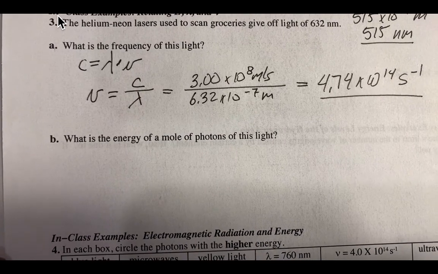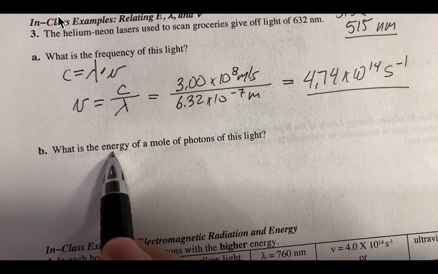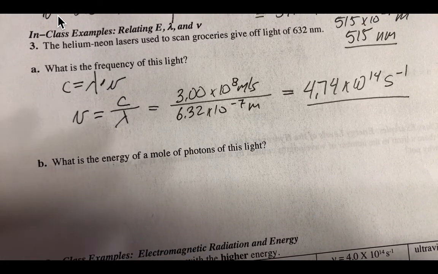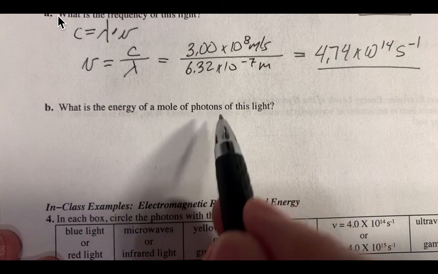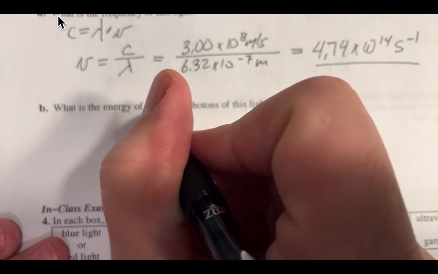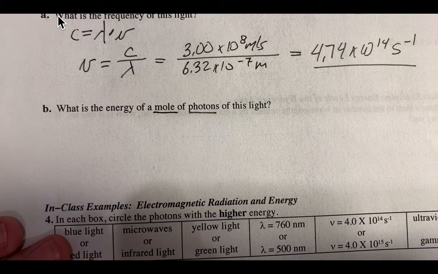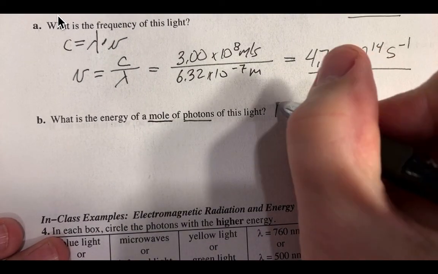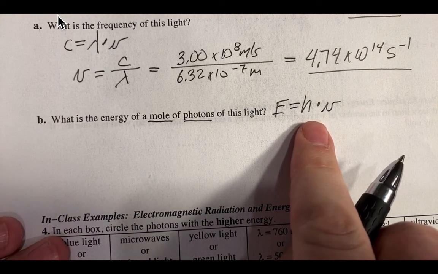First, let's cut up this sentence a little bit. So it asks, what is the energy of a mole of photons of this light? So we're going to have to figure out what's the energy of a photon and then how much energy is in a mole of photons. There's an equation for this, E equals h nu, where this h is a constant.